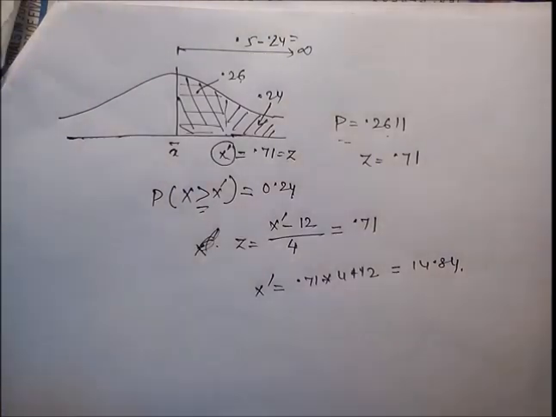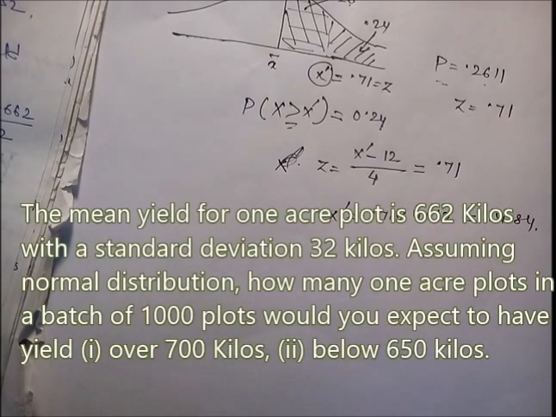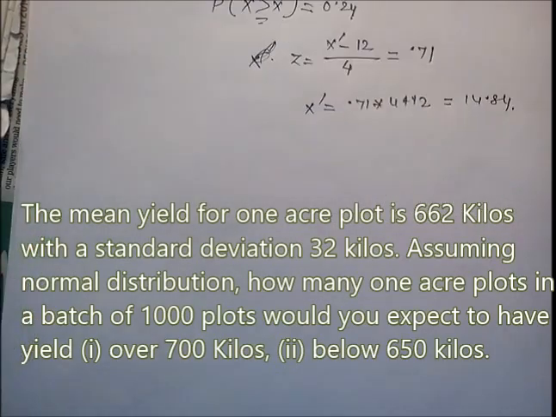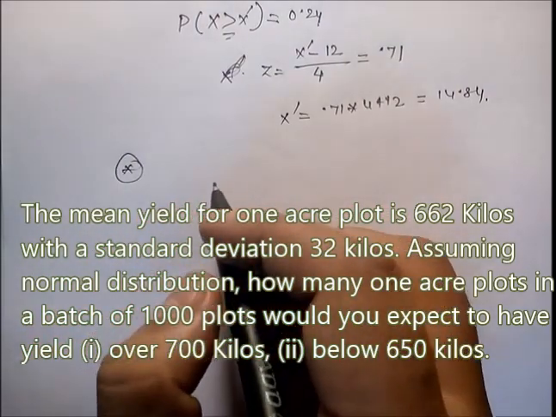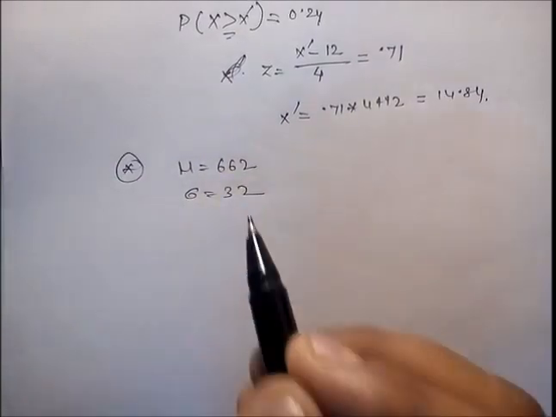Okay, solve another problem. The mean yield for a 1 acre plot is 662 kilos with a standard deviation of 32 kilos. Assuming a normal distribution, how many 1 acre plots in a batch of 1000 plots would you expect to have yield: number 1, over 700 kilos, and number 2, below 650 kilos. What is given? Mu is equal to 662 and the standard deviation is 32.